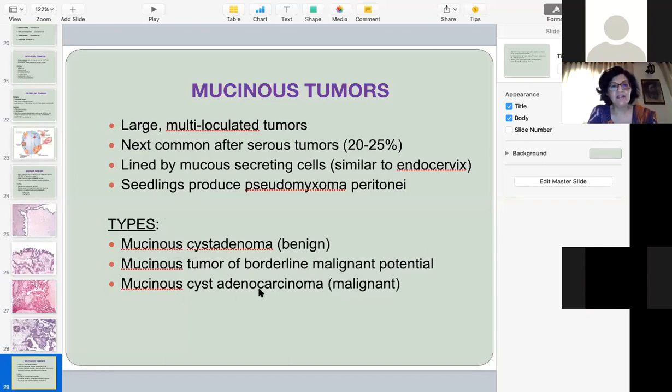And the same criteria will apply. If the lining is typically benign, without any atypia, without any mitosis, it's a cystadenoma. Once the lining becomes complicated, stratified, it shows atypia, it shows mitosis, it shows crowding and papillary projection, it becomes a tumor of borderline malignant potential. And once it starts invading the underlying stroma, it becomes a mucinous cystadenocarcinoma.